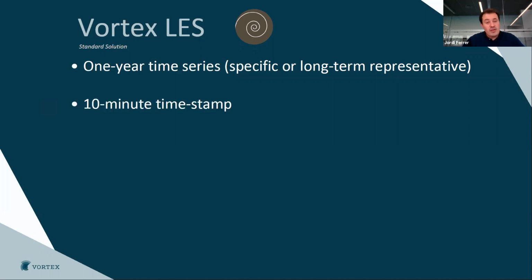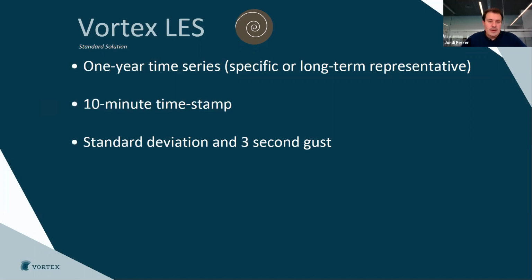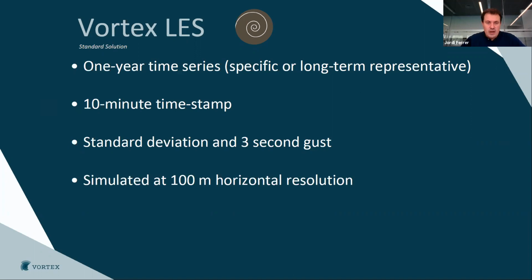The second thing is that the timestamp of the dataset that we will provide you is 10-minute data. And in this dataset, you will have standard deviation and 3-second gust. That's very important, because it's one of the things that our clients value the most in this type of dataset. The horizontal resolution is 100 meters.